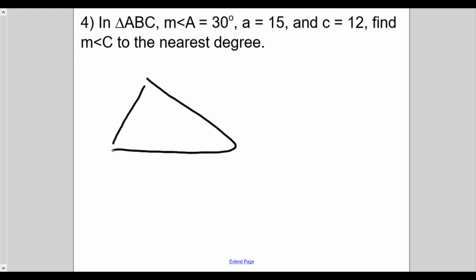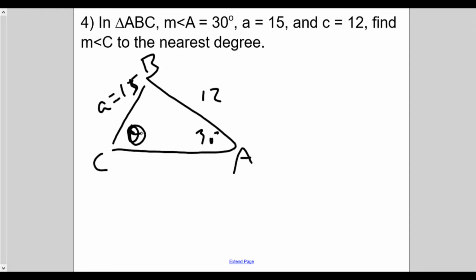Okay, here is, in this case, angle A. Let's see now. So C is going to be smaller, I guess. Oh, okay, so that's fine. So I'll make the C. Not drawing to scale, sorry about that, ladies and gentlemen. Here's 30 degrees. And here is little a, which is 15, and little c, which is 12. And here is the unknown value of theta, or angle C.